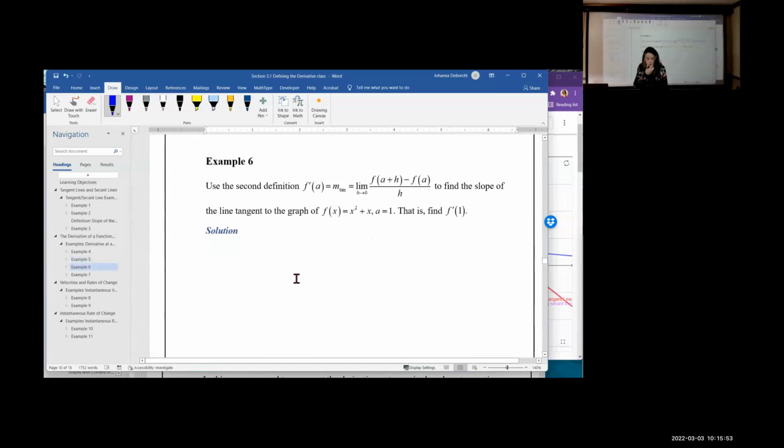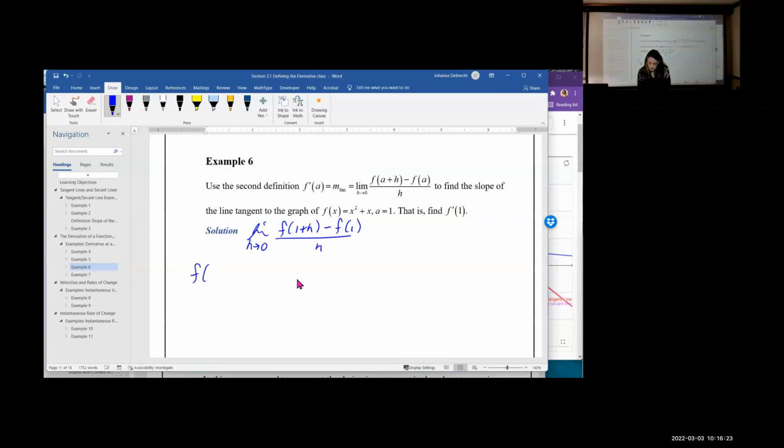Okay, let's try one more. Maybe 2 more, and then we'll look at velocity. So use the definition, the second definition, to find the slope of the line tangent to the graph of x² plus x at a = 1. So what we're trying to find is the limit as h goes to 0 of f of 1 plus h minus f of 1 all over h.